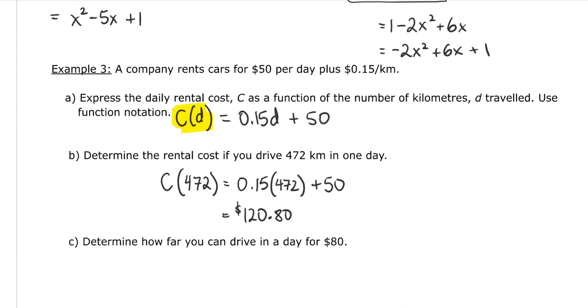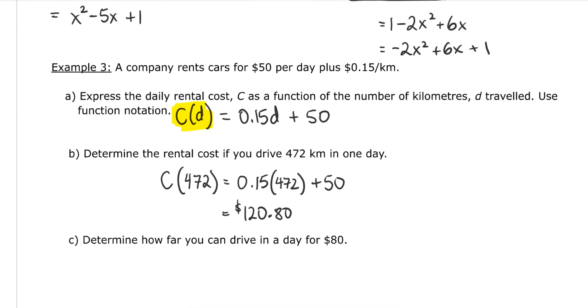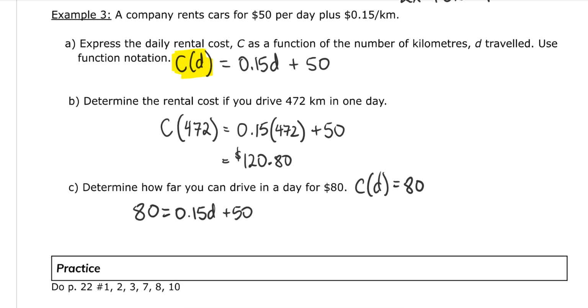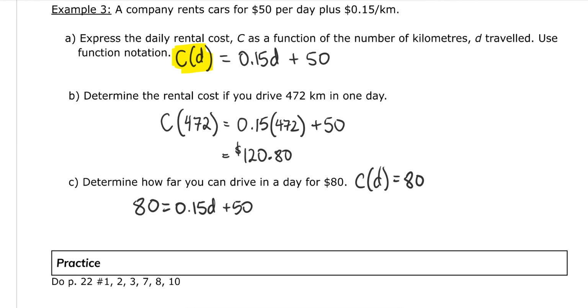Okay, so determine how far you can drive in a day for $80. So now my cost is equal to $80. Replace your C of D. So I should be more accurate here. C of D equals 80. So I'm going to replace 80. And then on the right side, I have 0.15 times D plus 50. Solve for D, solve for the number of kilometers. And if I subtract 50 from both sides, I'll have 30 equals 0.15 times D, and D will equal 200. So D equals 200 after I divide both sides by 0.15.